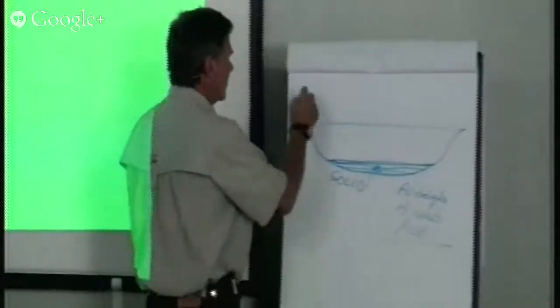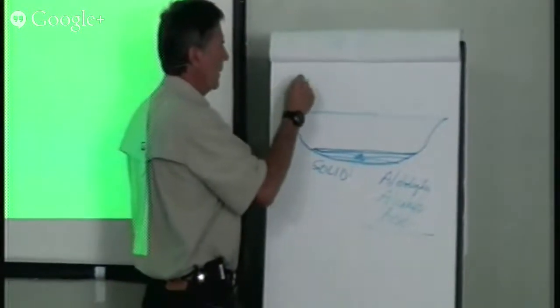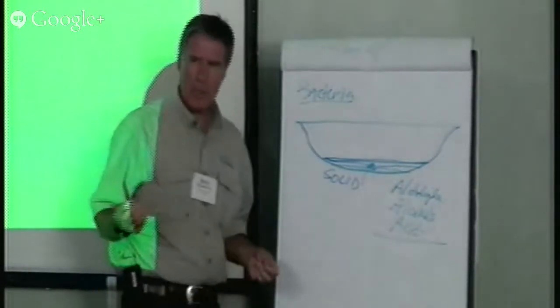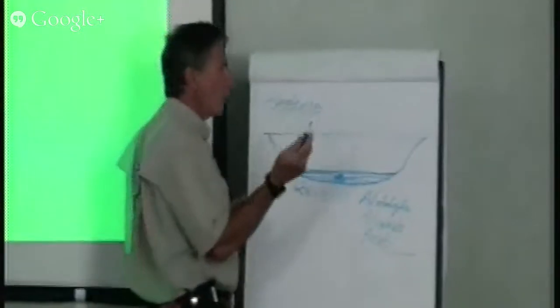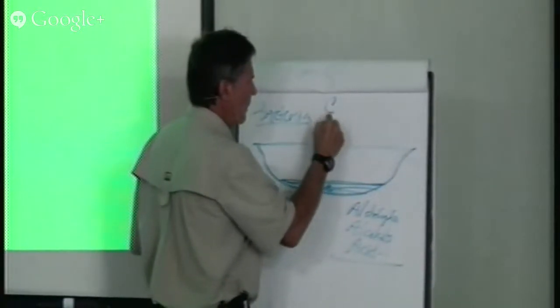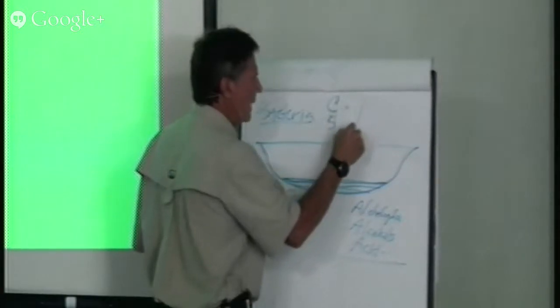Every microorganism, especially your bacteria, have a very low carbon to nitrogen ratio. So for every 5 carbons, maybe they have 1 nitrogen.